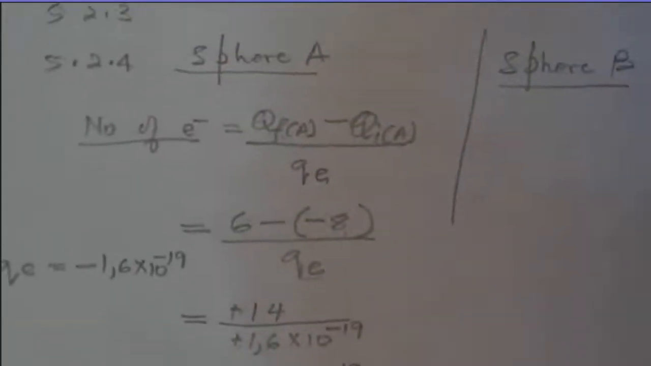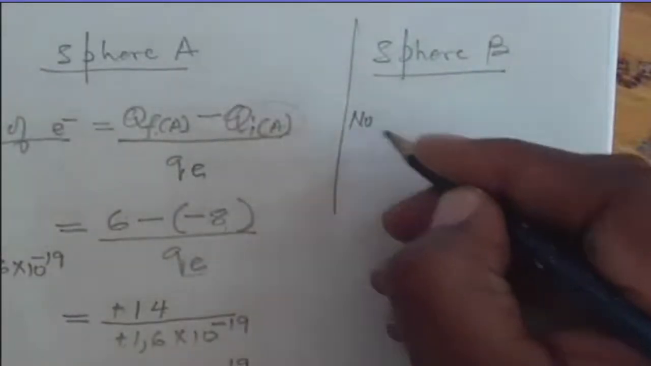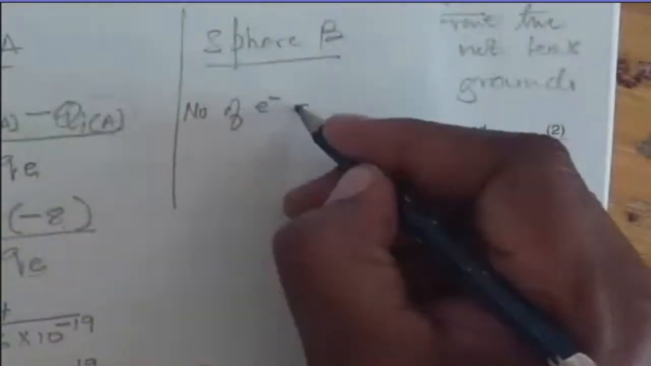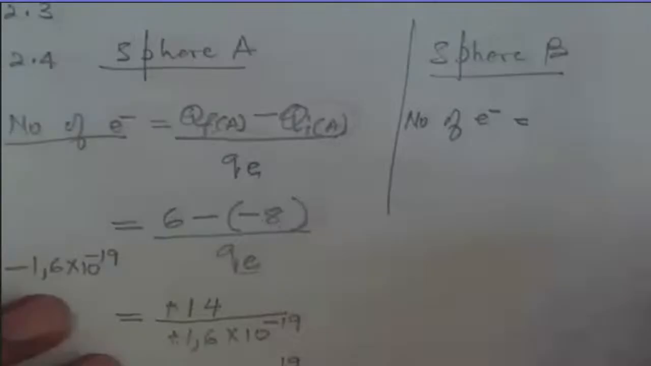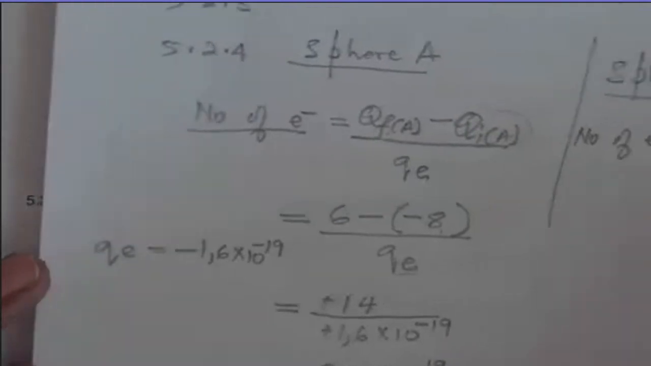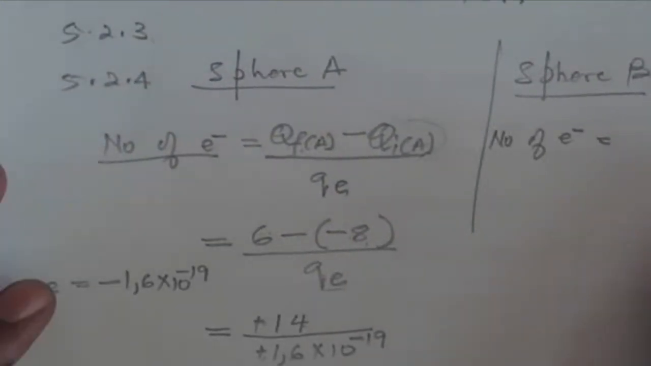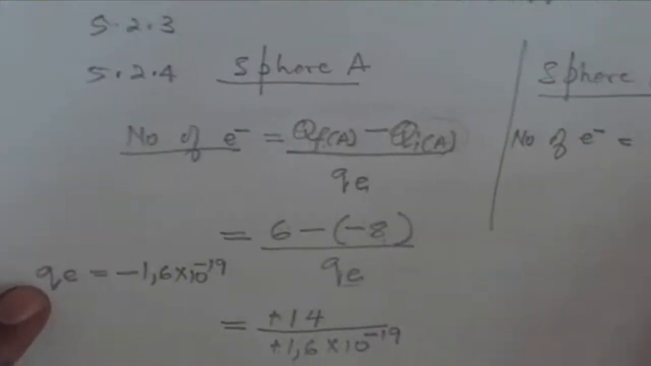The same applies to sphere B. If maybe one of you prefers to use sphere B to calculate the number of electrons, that is still fine. But this side, Mr. Nambani, is it visible on that side? Must tell me if this side.